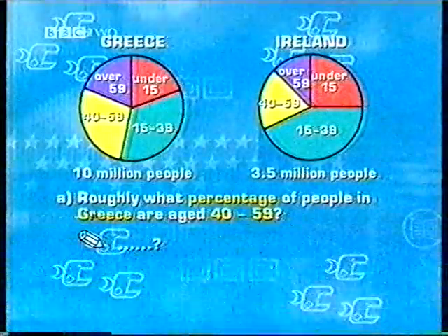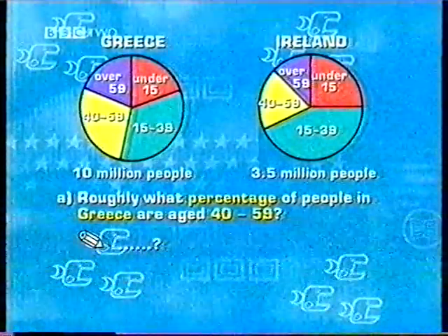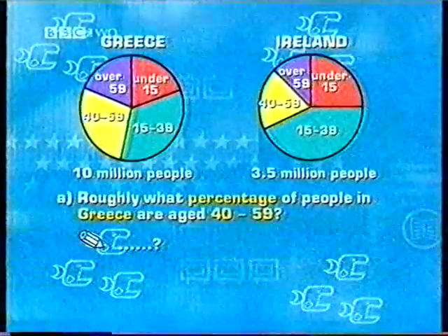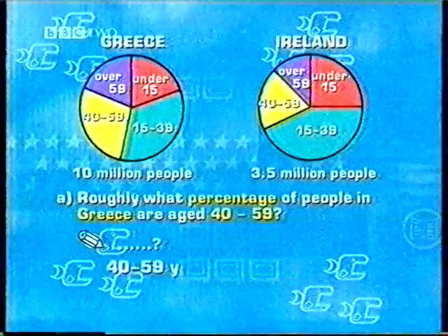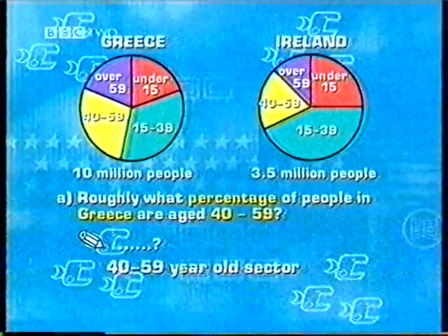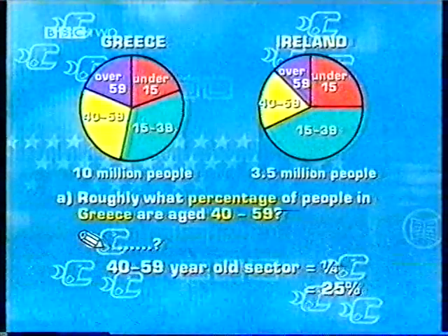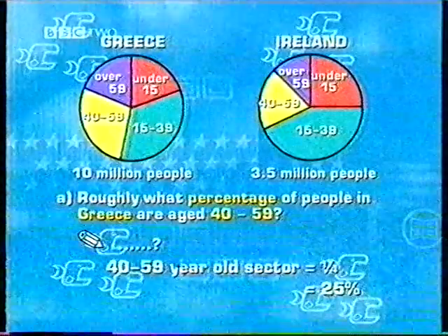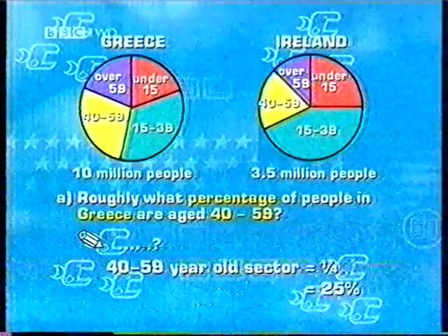OK, now for the answers with the lead chief marker. Part A says, roughly what percentage of people in Greece are aged 40 to 59. So we need to look at the pie chart headed Greece and look at the 40 to 59-year-old sector. This sector is about a quarter of the pie chart, that's 25%. So roughly 25% of the people in Greece are aged 40 to 59.